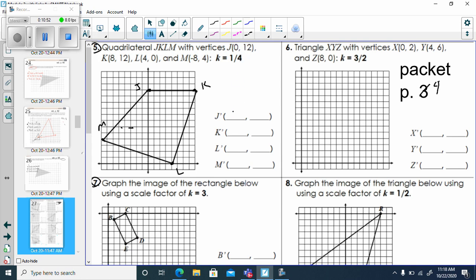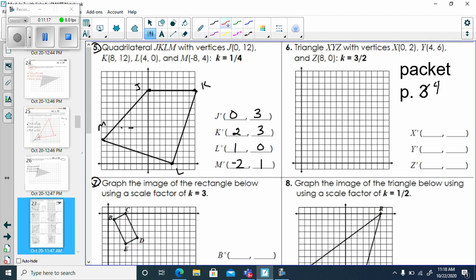0 divided by 4 is 0. 12 divided by 4 is 3. Okay? On this one, 8 divided by 4 is 2. 12 divided by 4 is 3. 4 divided by 4 is 1. 0 divided by 4 is 0. Negative 8 divided by 4 is negative 2. 4 divided by 4 is 1.